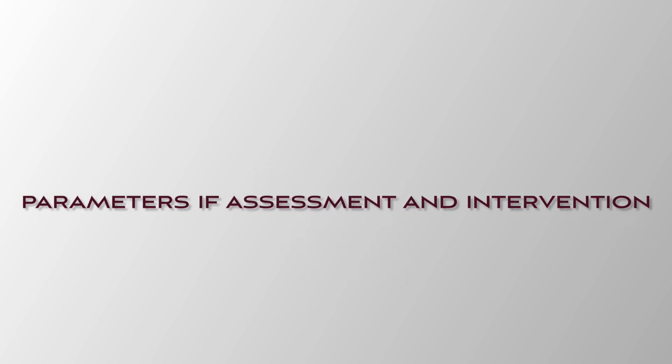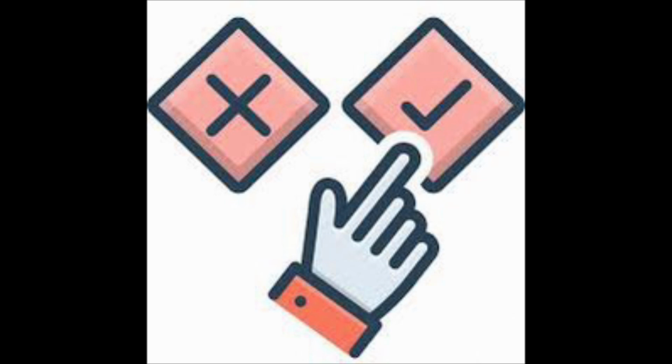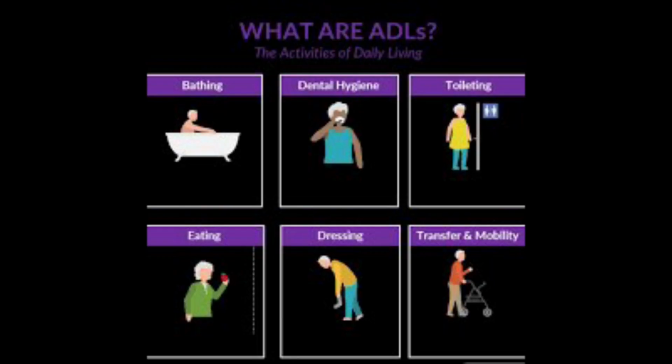I'd like to talk to you about the parameters of assessment and intervention. So, what does that mean? These parameters are the parts that you would look for whenever you're doing assessments and whenever you're doing some intervention as well. Okay. Now, these parameters are always applicable and will always be applicable for the problems that relate to occupational performance, particularly with ADLs or activities of daily living.